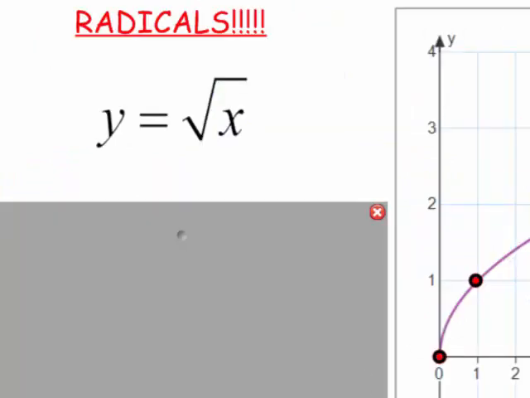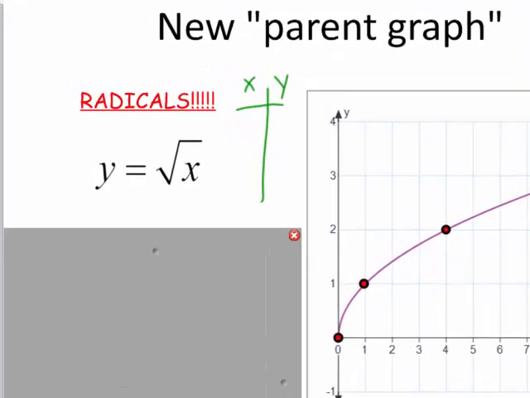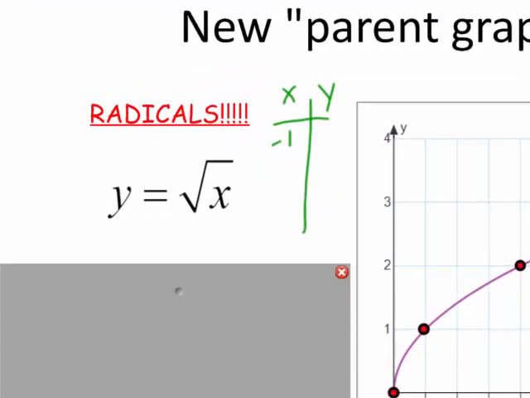So our radical family is y equals square root of x. And if I were to make a table of this guy and graph it, could I have a negative number? Could I do like -1? What's the square root of -1? Impossible, right? I can't take a number times itself and get -1, because if I take a positive times a positive or a negative times a negative, I get a positive. So that's impossible. So I can't put a negative in there.